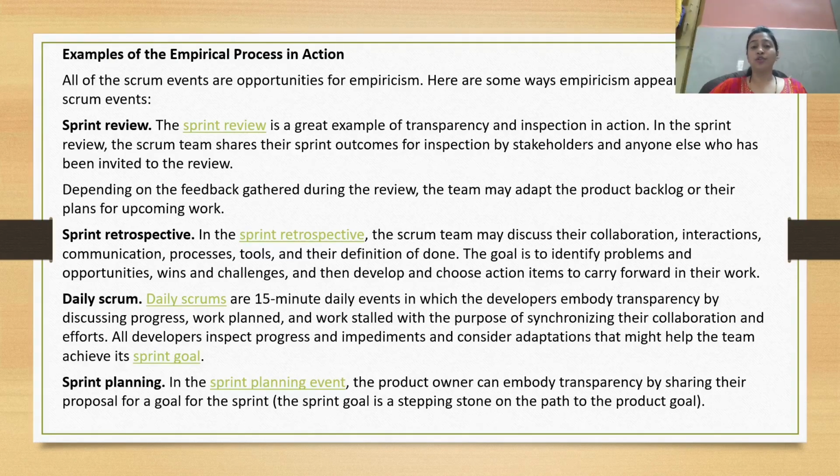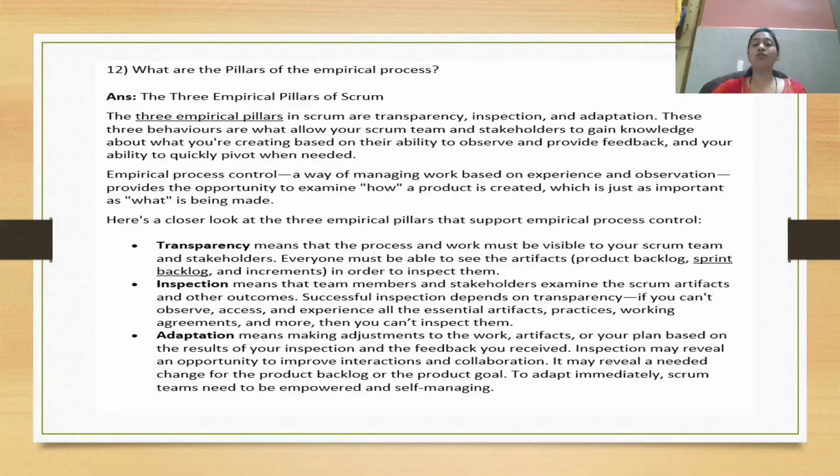This is the one question they may ask. The second question on the same empirical process is just asking what the pillars are. So you are going to say the three pillars, that is transparency, inspection, and adaptation. These three behaviors are what allow your Scrum team and stakeholders to gain knowledge about what you are creating based on their ability.